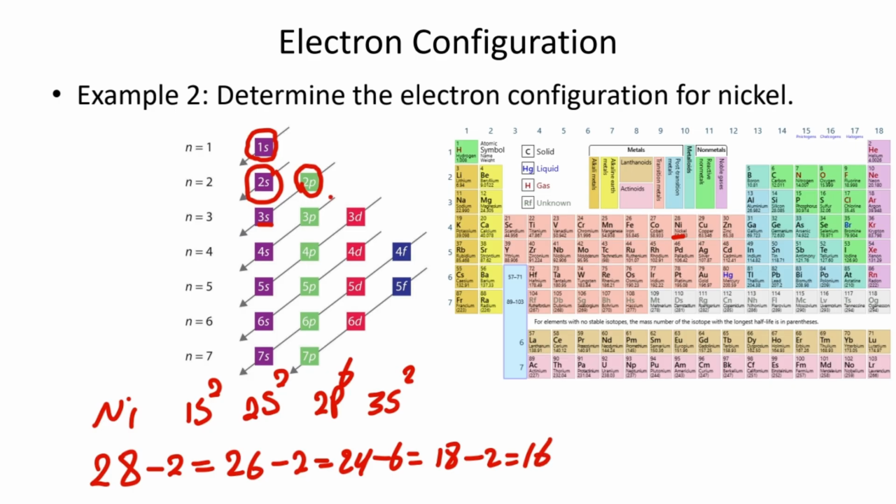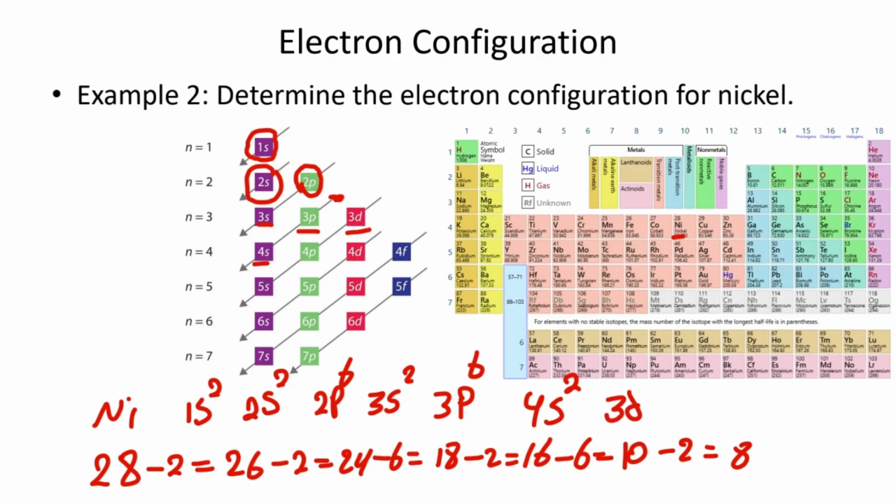Then we have the fourth line, it starts with 3p, so we are going to write 3p. It will hold 6 electrons, minus 6 equals 10. Then we have 4s, 4s can hold 2 electrons, so minus 2 equals 8. Then we have 3d, 3d can hold 10 electrons, and we have 8 electrons left, so we are going to put the 8 electrons. So we have solved, minus 8 equals 0. So we have solved this question using the first method.